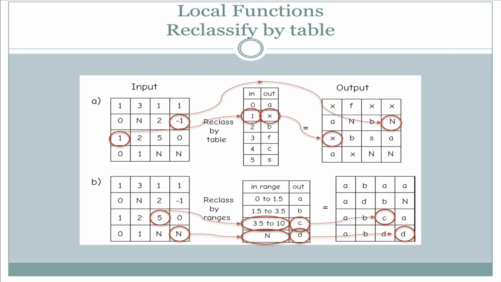On the bottom, we can see that in this reclassification by range, they've accounted for the nulls. So if there is a null value, it's assigned a value of D in the output table. So that very bottom row there, we see the null value in the input table. We look in the reclassification table by range, we see that a null will have a value of D, and that's what's put in the same location in the output table.